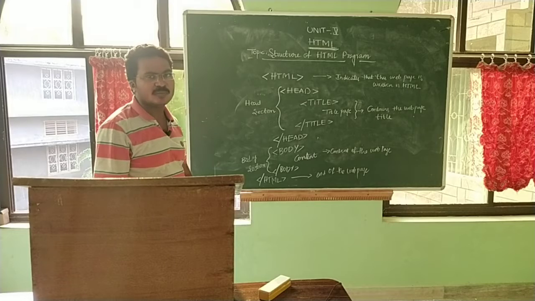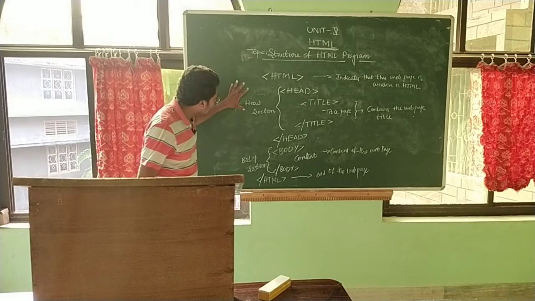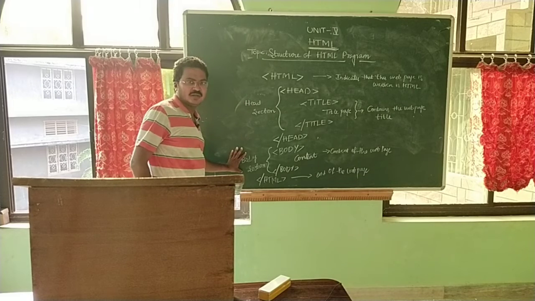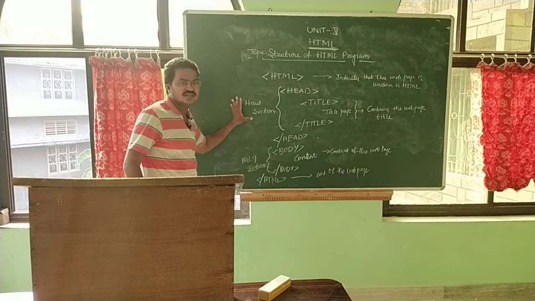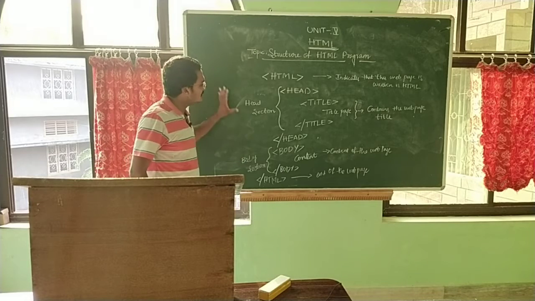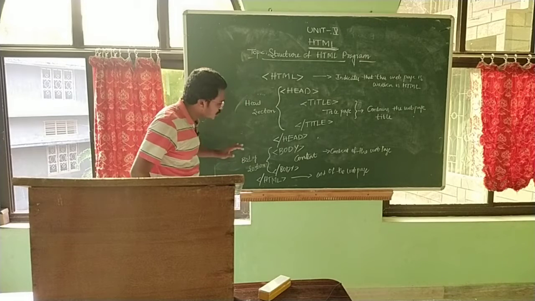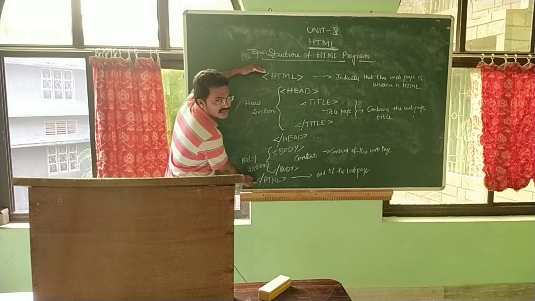Basically, an HTML program structure contains two different sections. One is called the head section and the other is called the body section. Every basic HTML program must contain these two compulsory sections. The head section comes first, and the body section is next. But these two sections are always enclosed in the HTML tags.